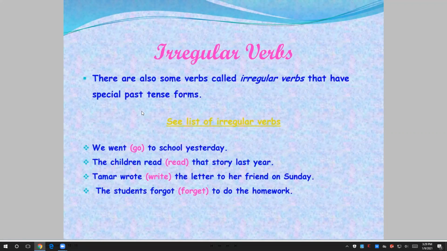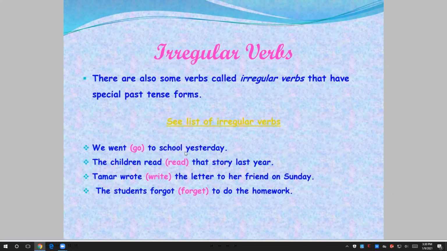Now let's talk about irregular verbs. There are also some verbs called irregular verbs. Irregular verbs are verbs for which we cannot add ed to make the past or past participle form, like play, played, played, wash, washed, washed. These are regular verbs. But when you say go, it is go, went, gone, write, wrote, written. So in these verbs, we cannot simply add ed to make them past or past participle. So these are called irregular verbs.